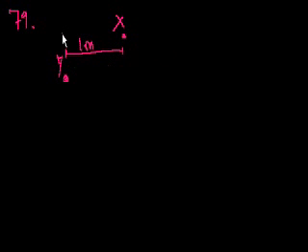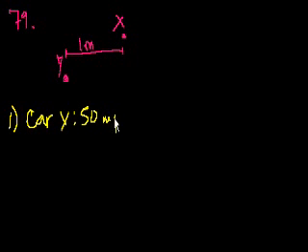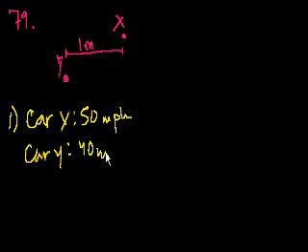So if they started off at the same point, and it took 10 minutes for X to get 1 mile ahead, it would take another 10 minutes for it to get 2 miles ahead. Well, that's how I'm thinking about it. Let's see what they give us for the statements. Statement 1: car X is traveling at 50 miles per hour and car Y is traveling at 40 miles per hour. Well, that seems to be pretty good information. Car X, 50 miles per hour. Car Y is 40 miles per hour.